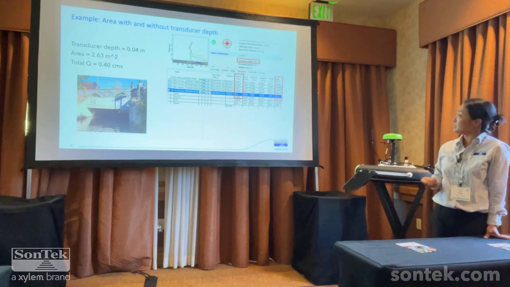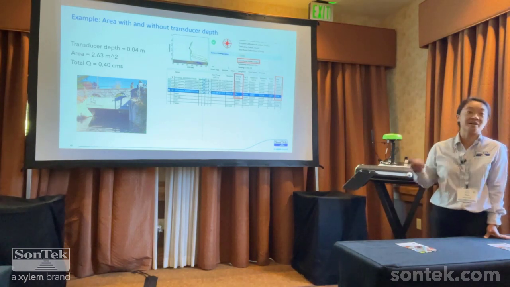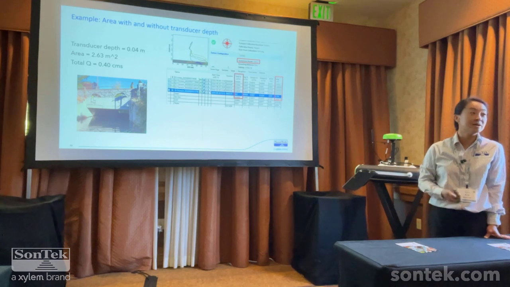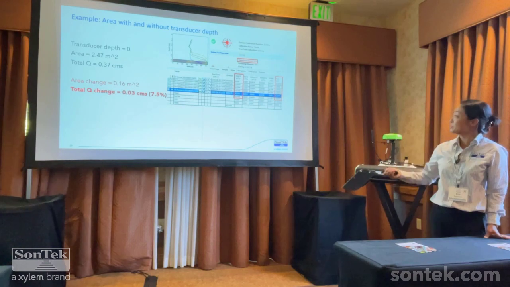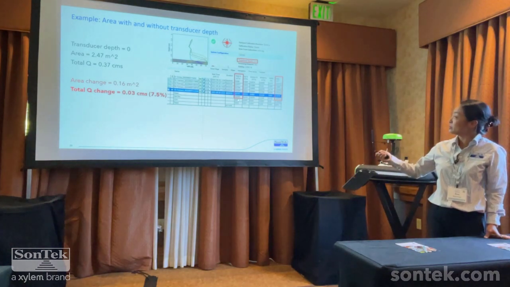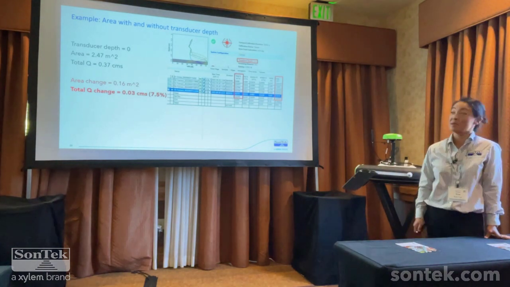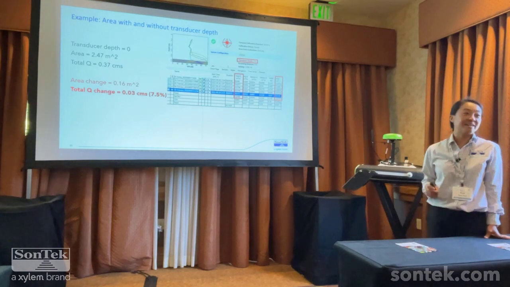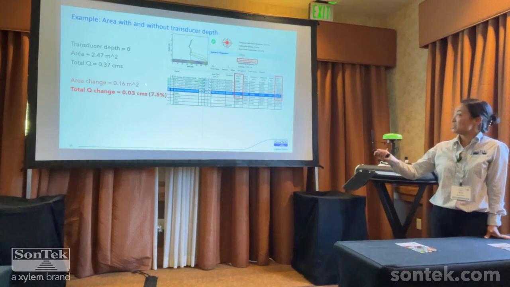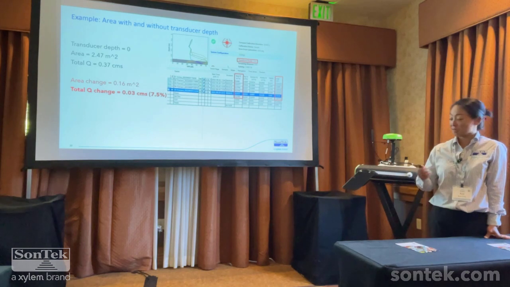But the point is that if we do remove that transducer depth, say we forgot to enter it in, we kept it as 0, which is the default value if you don't enter in anything, bringing that to 0, that Q went to 0.37. And while that's a tiny change, that percent change is 7.5%.